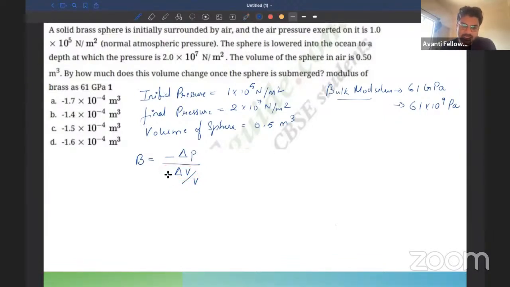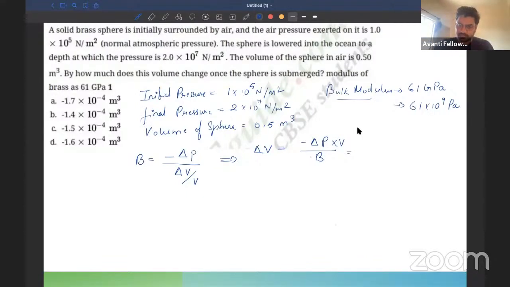To find this, just take this to the left side and the rest of the things to the right side. So change in volume is equal to minus delta P into V upon B. Now put all the values, very simple question. So if I put all the values, change in pressure is how much? Always remember, change is final minus initial.